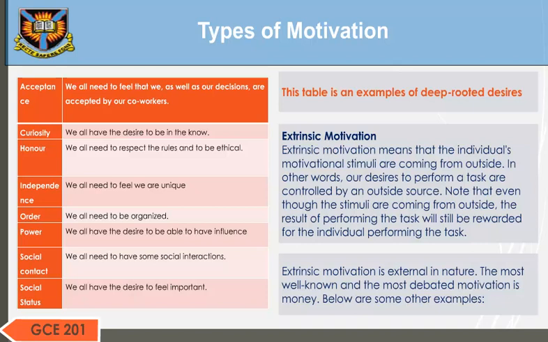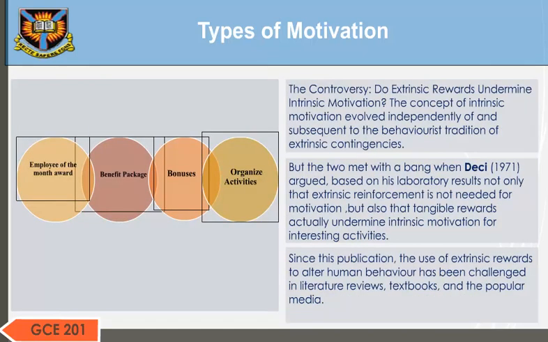Extrinsic motivation is external in nature. The most well-known and most debated motivation is money. Below are some other examples: Employee of the Month award, benefit package, bonuses, organized activities. The controversy: do extrinsic rewards undermine intrinsic motivation?